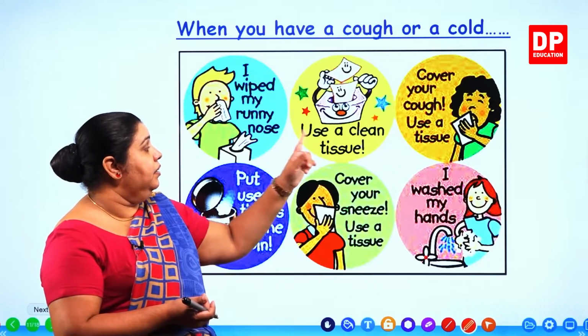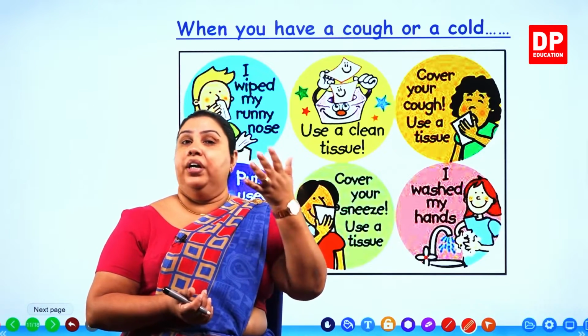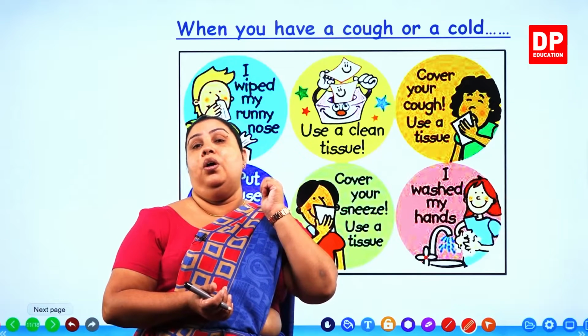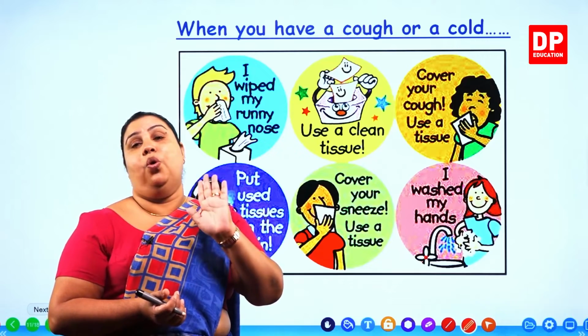So these are the steps that you have to follow if you use a hanky or a tissue, and if you cover your mouth and the nose with your hands when you cough and sneeze.